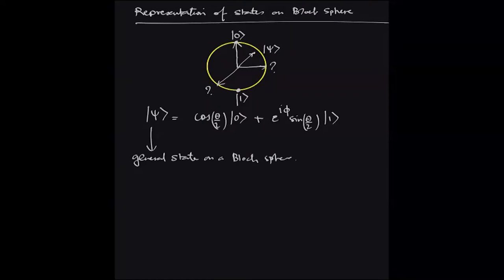This is a 1-qubit representation. There's just 1 qubit inside. So that's why this is 0, this is 1. Now, what are these things? These things can be obtained from these states by doing some sort of a rotation. And those are known as rotation gates.